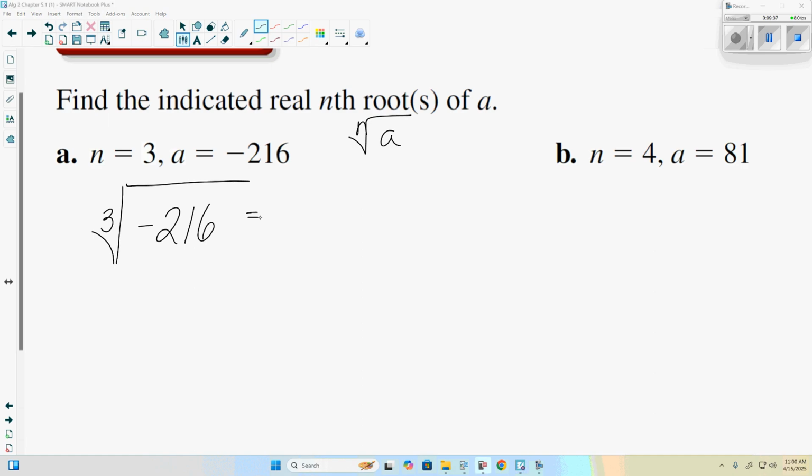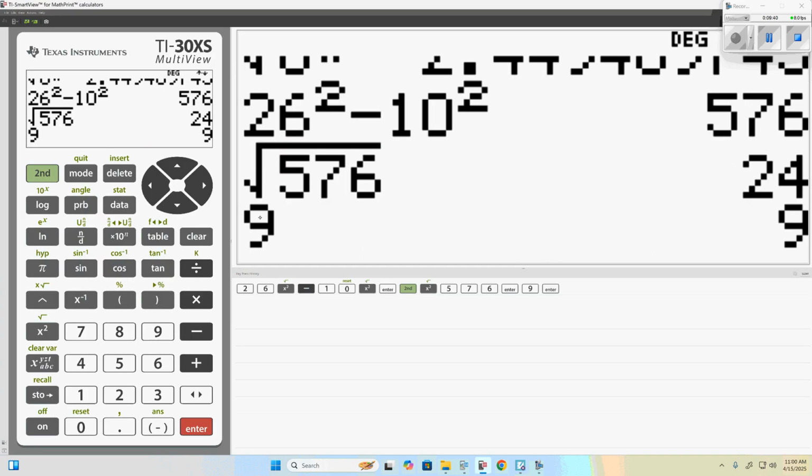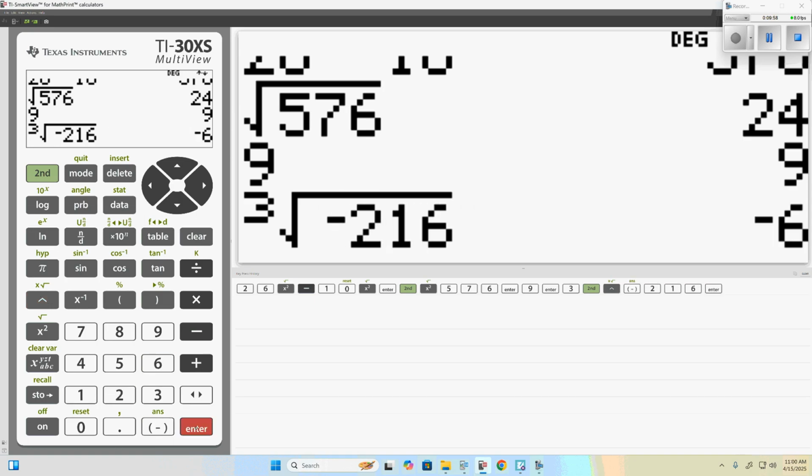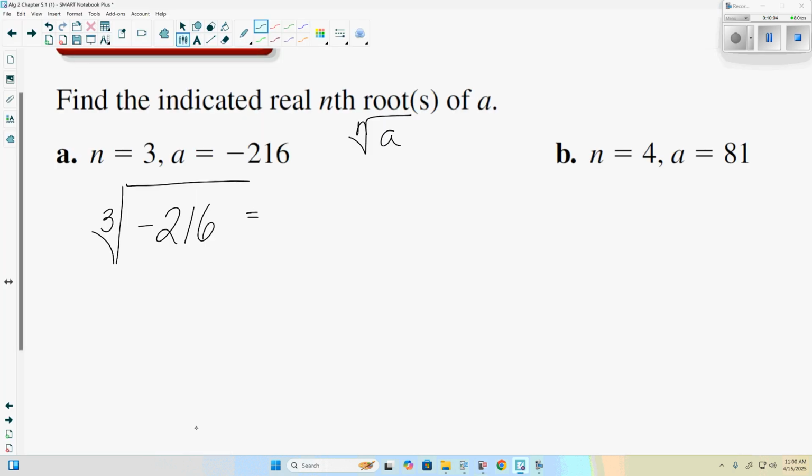Now, luckily for us, if we want to, we can grab either calculator and say 3 second root. With the 30xs, it's this x root. The graphing calculator, we have to go math and down to it to find it. And we can type in negative 216, which tells us it is -6. And our one real root for this here is -6. That's it. I mean, we can do this by hand and we can figure this out.